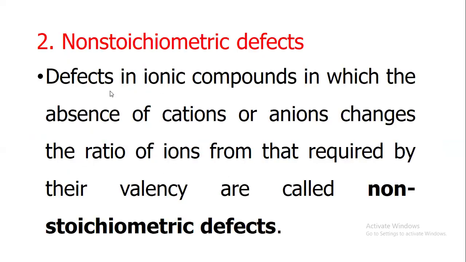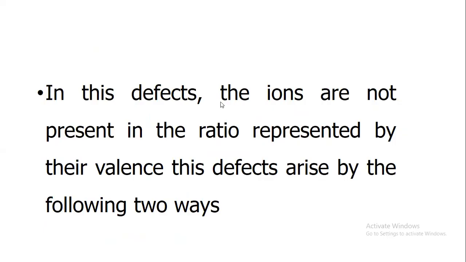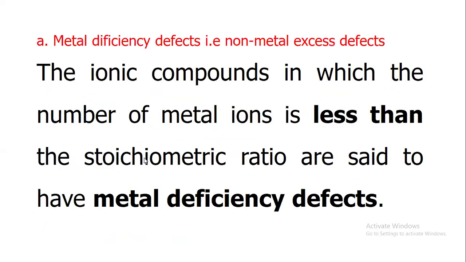Non-stoichiometric defects: in ionic compounds, the absence of cations or anions changes the ratio of ions from that required by their valency. These are called non-stoichiometric defects. In these defects, the ions are not present in the ratio represented by their valency. The defects arise in the following two ways. Metal deficiency defect, that is, the non-metal excess defect: the ionic compounds in which the number of metal ions is less than the stoichiometric ratio are said to have the metal deficiency defect.